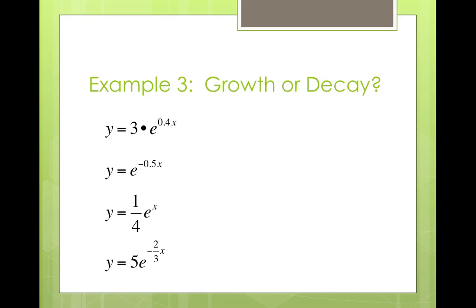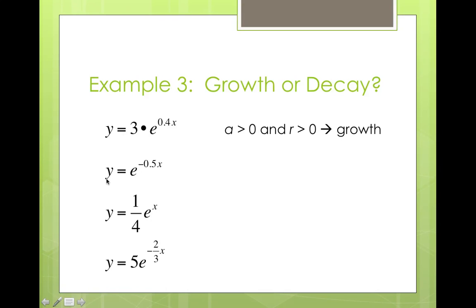So what do you think about these situations? We have 4 equations here, and I want to know if it represents exponential growth or exponential decay. So in the first case, we have y equals 3 times e to the 0.4x power. What do we need to look at to know if this is growth or decay? All we need to look at is this number right here, 0.4. Is that positive or negative? It's a positive number, and therefore this is a growth equation.